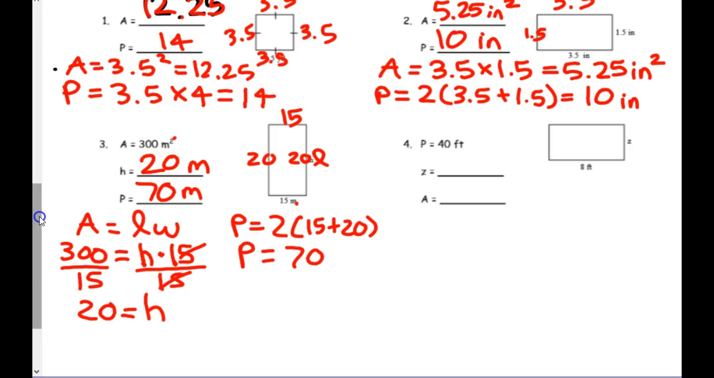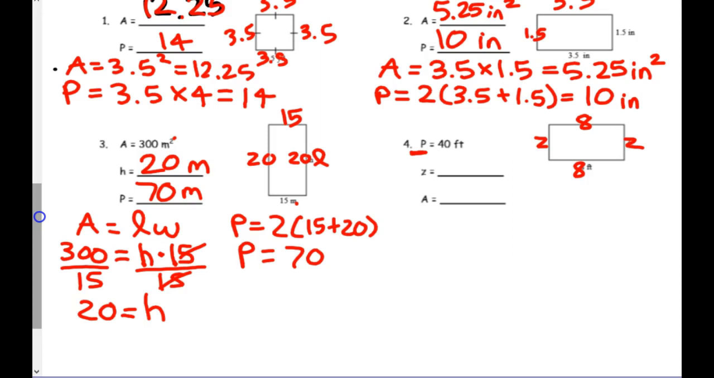This is going to be a little tricky. Okay? On number 4, I got 8 here, so I know I have 8 here. I got Z here, so I got Z here. And it tells me what is 40. Perimeter, not area. So we're going to do this a little different.